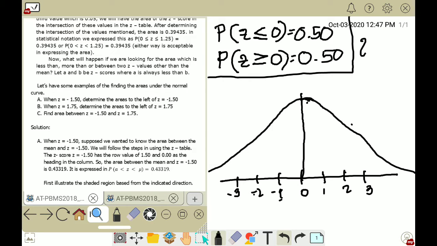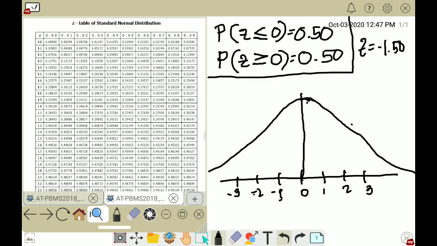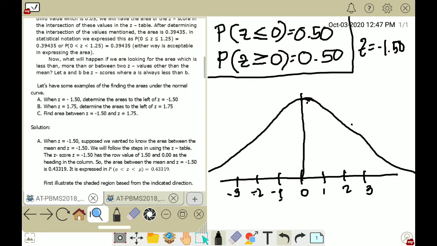Our given is that z is equal to negative 1.50, or negative 1.5. Of course, again, when it comes to area, the area to the left and the area to the right are equal. So that means we can still utilize the same normal curve, regardless if your z is negative or positive. The given is z equal to negative 1.50, but we are going to determine the area to the left.